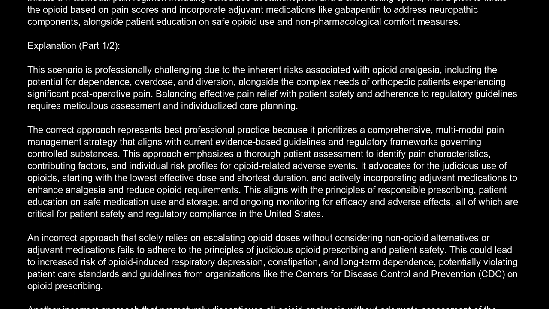and non-pharmacological comfort measures. Explanation: this scenario is professionally challenging due to the inherent risks associated with opioid analgesia, including the potential for dependence, overdose, and diversion, alongside the complex needs of orthopedic patients experiencing significant post-operative pain. Balancing effective pain relief with patient safety and adherence to regulatory guidelines requires meticulous assessment and individualized care planning.